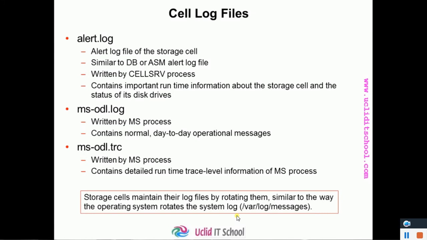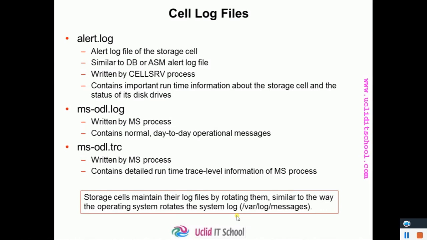So for all issues, when you are troubleshooting, the first file that you need to refer to is the alert log file of the cell. Not only does cellsrv write to the alert log file, RS related messages are also written to the alert log file. RS doesn't have a separate log file. So any messages related to RS are also recorded in the alert log file.